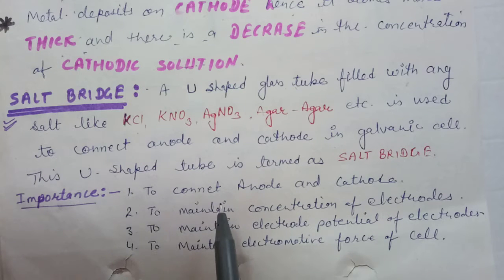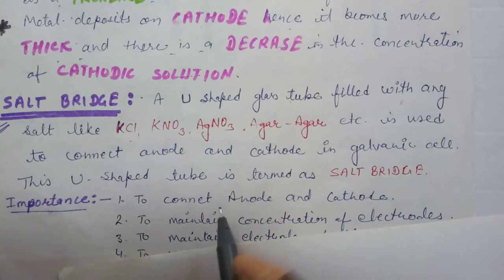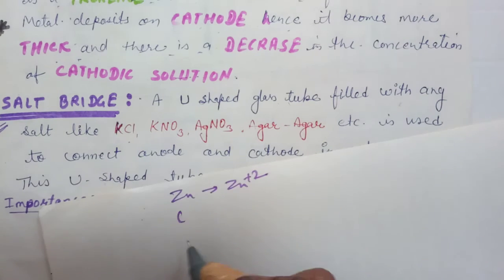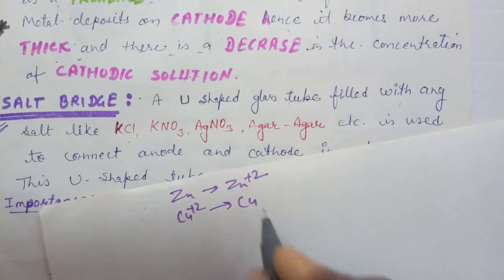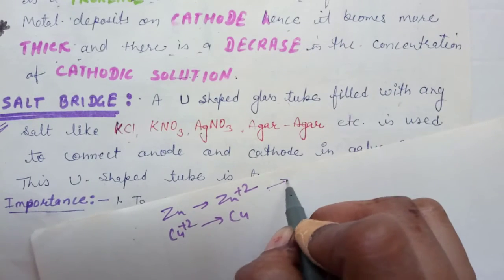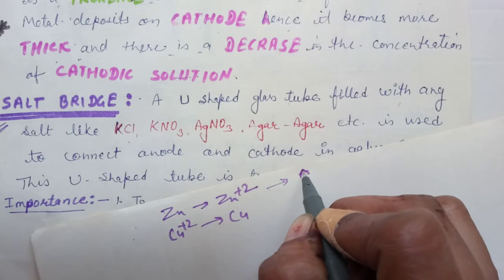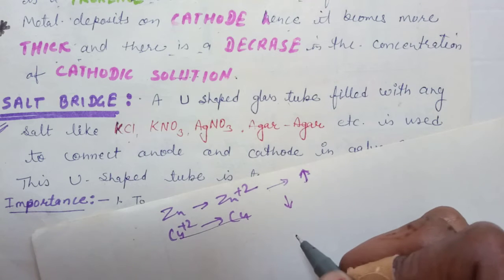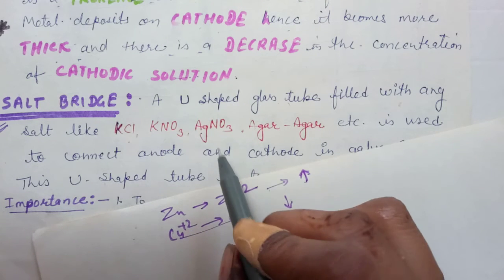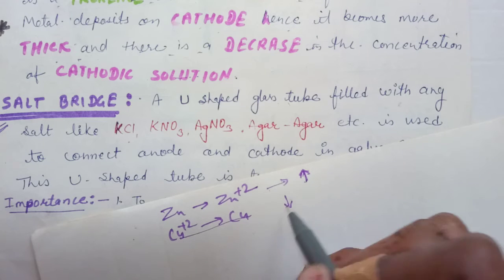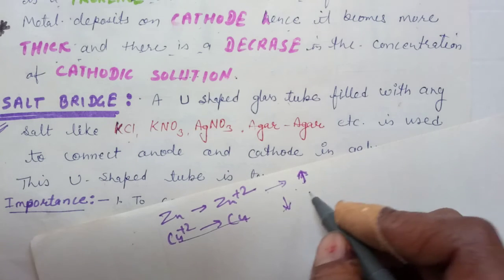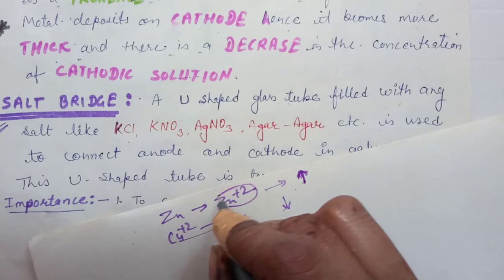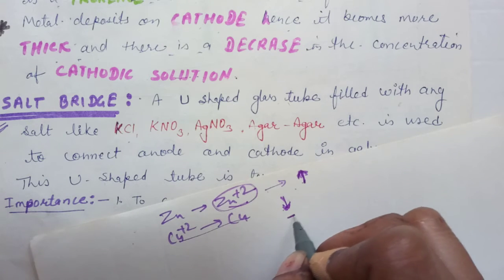Number 2, to maintain the concentration of electrodes. As I told you, Zn is losing Zn+2 ions and Cu+2 ions are reducing into Cu. Okay, so I have told you that the anodic solution concentration increases and the cathodic solution concentration decreases. But the salt bridge helps these solutions to maintain their charge, meaning the anodic solution will be positively charged while the cathodic solution will be negatively charged.